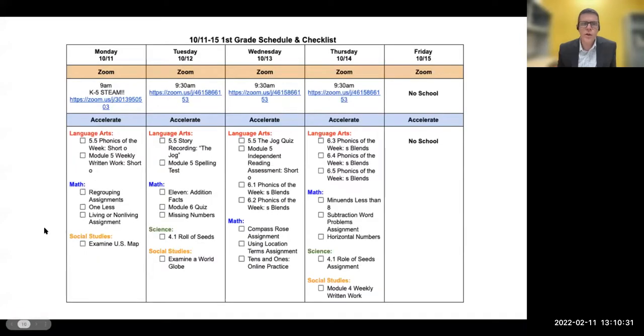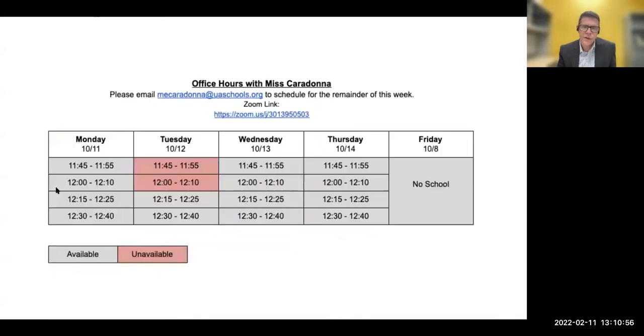This is just to give you a look at what a week might look like. This would be a sample first grade schedule, and Ms. Caradonna would be laying out exactly what's happening when, and what to expect in Accelerate that week so that you have an idea of what's happening. And obviously in this example from October, the Friday of that week was no school, so that would show up in their weekly schedule.